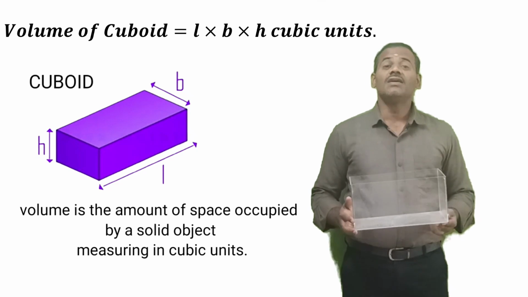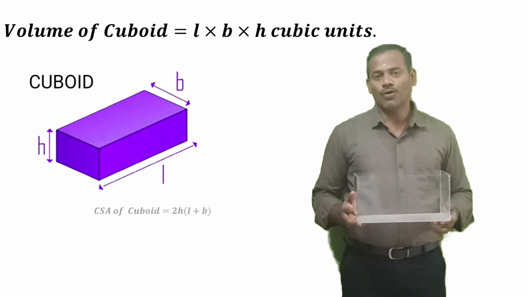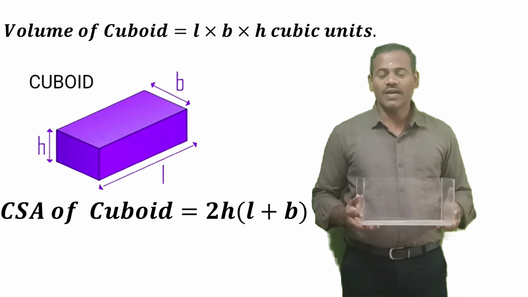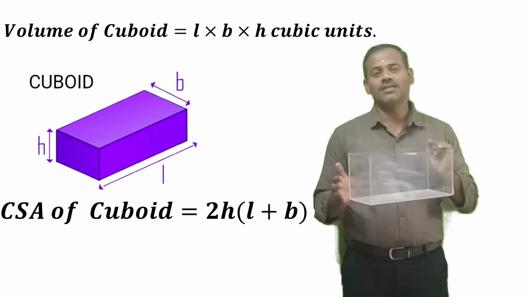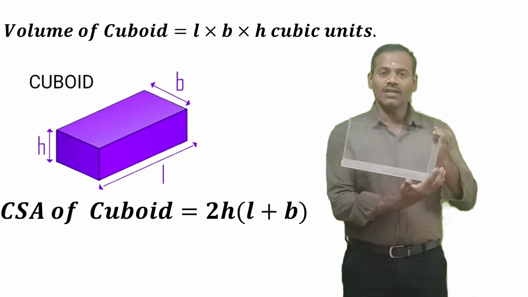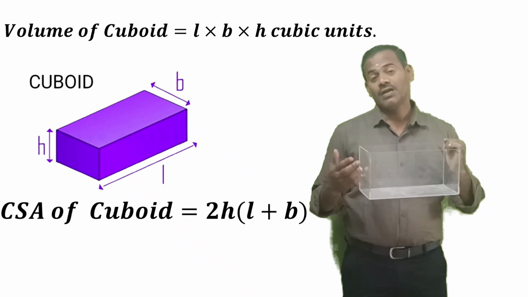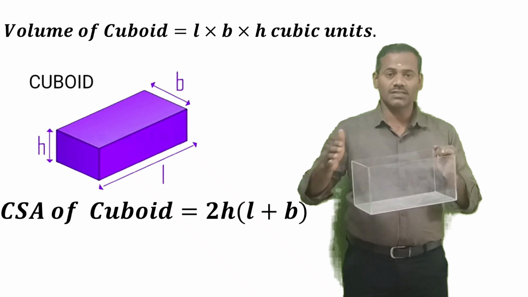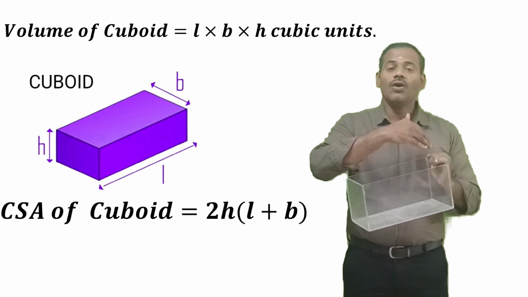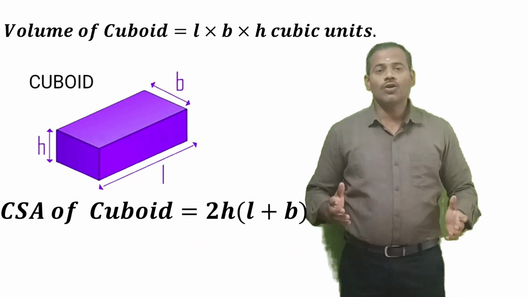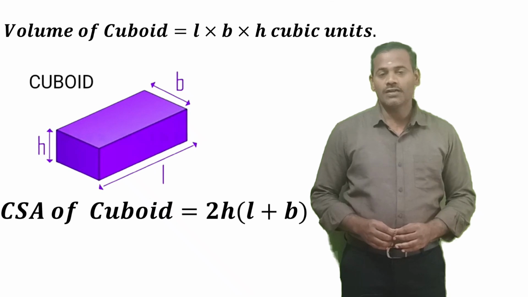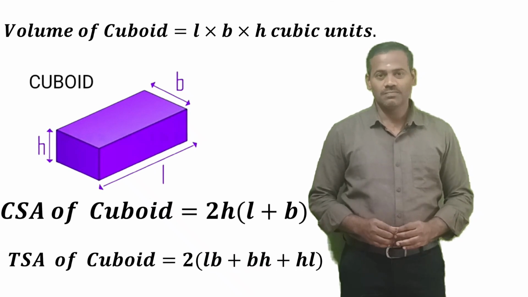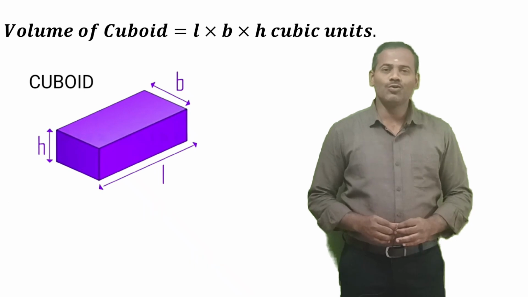And next one, curved surface area of a cuboid. The curved surface area of a cuboid formula is 2H into L plus B. Curved surface area means we are going to take only the sides alone, whereas in total surface area of a cuboid we are taking all the sides of the cuboid. So the total surface area of a cuboid is 2 into LB plus BH plus HL. This is the formula. Now let us move to cube.